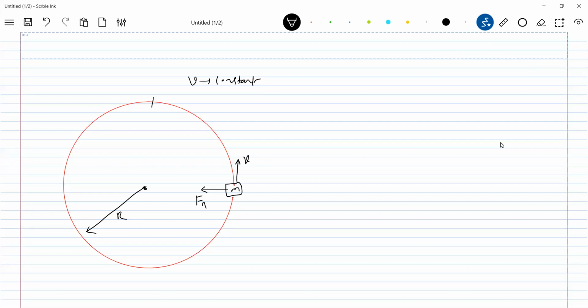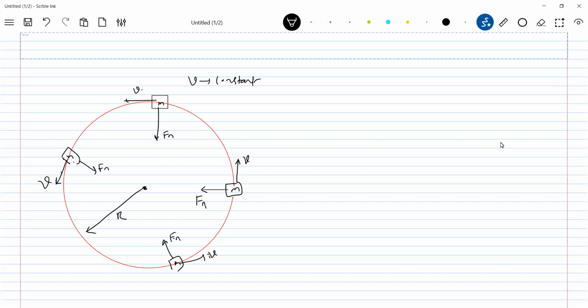Again, when the particle arrives here, there's a centripetal force and there's a tangential velocity. Again, when the particle is in any arbitrary position, there is a centripetal force and this will be the tangential velocity.